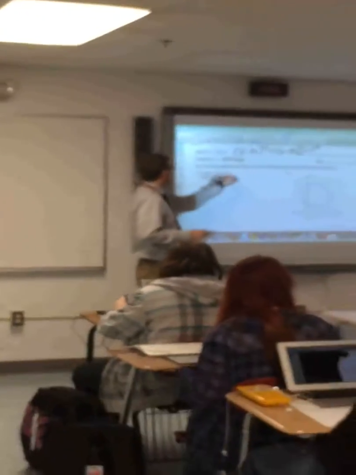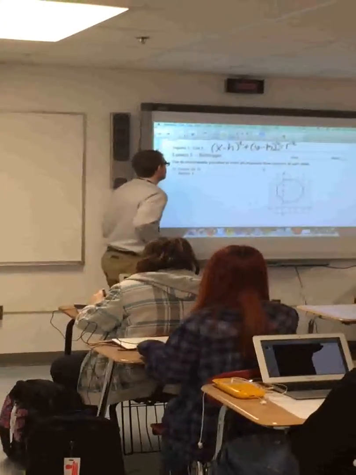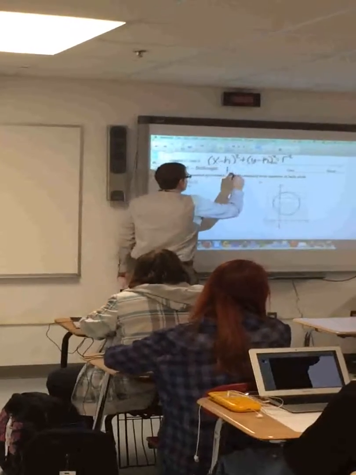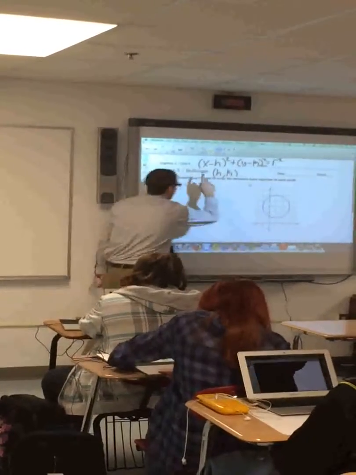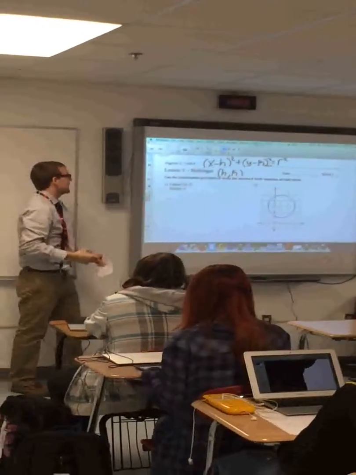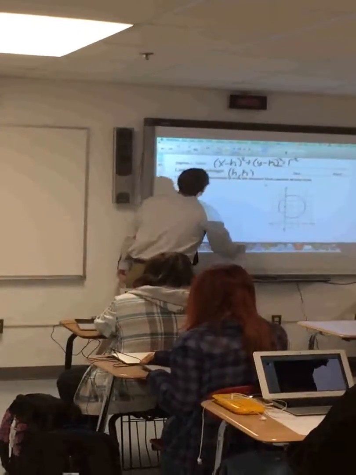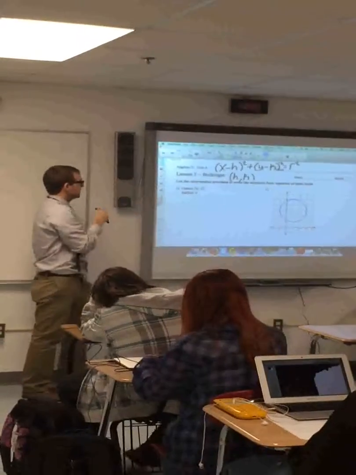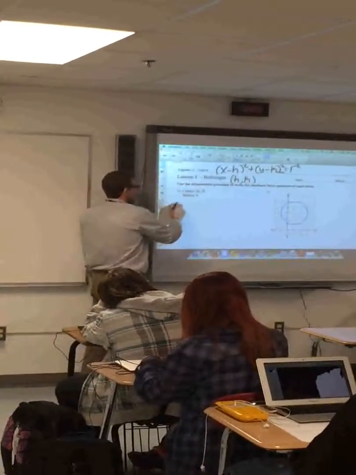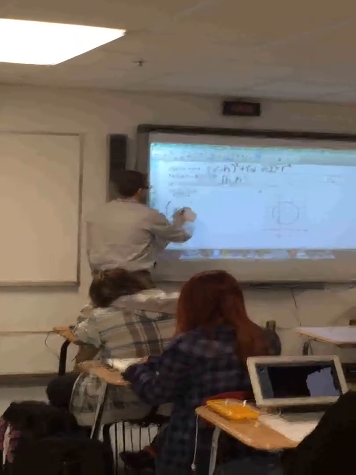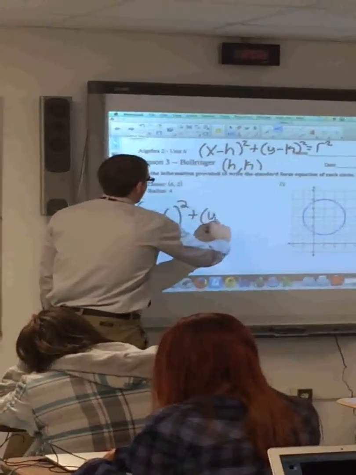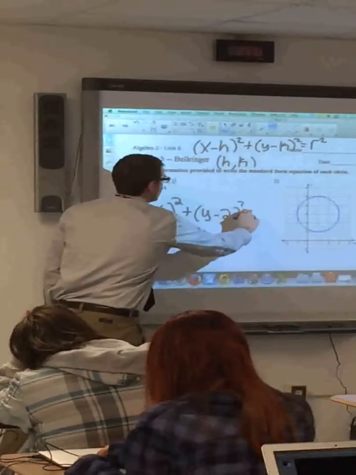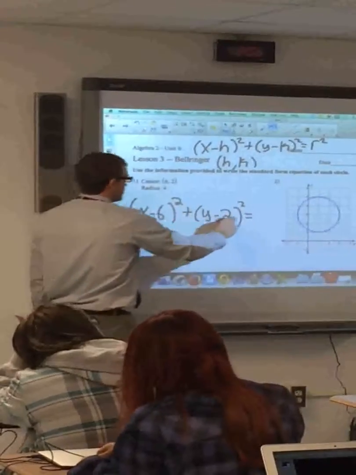The center is (6, 2), and remember, the center is (h, k). So I'm going to replace the h with a 6 and the k with a 2, and then I'll replace the r with my radius, which is 4. So what we get is (x minus 6) squared plus (y minus 2) squared equals 4 squared, which is 16.